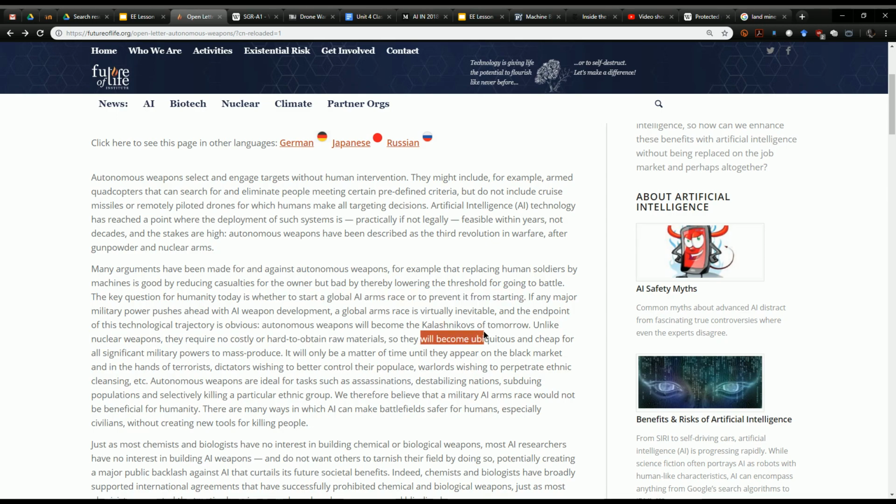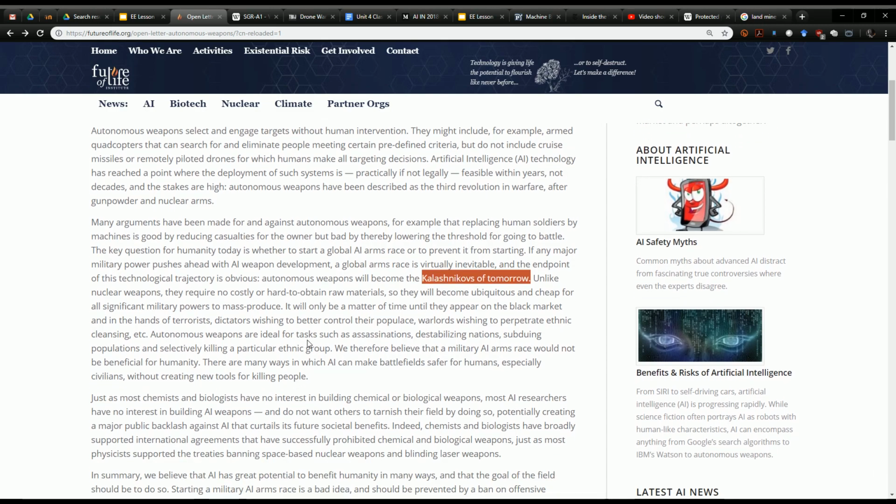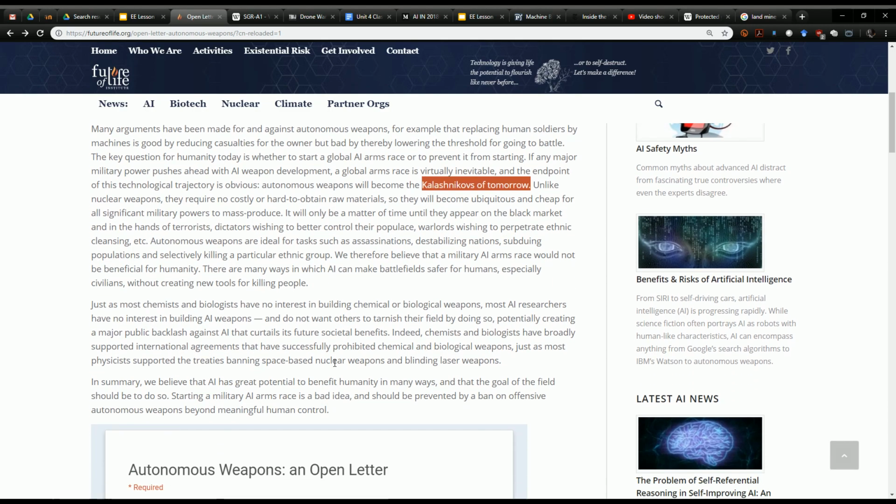In comparison to the Kalashnikovs of tomorrow, the AK-47. The AK-47 is a really cheap weapon, and it's ubiquitous. It's sort of the terrorist tool of the trade. You see them everywhere, especially in places of conflict, or terrorist conflict, or rebel resistance. Kalashnikovs, because they're cheap, because they're pretty reliable, you see them everywhere, and it's made the world a worse place. And so this letter is trying to get autonomous weapon systems banned before they get developed seriously.